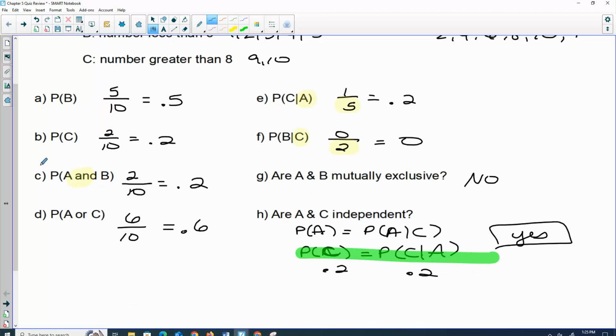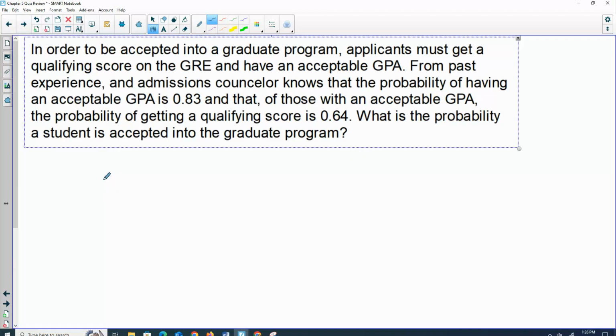All right. So that kind of refreshed our basic probabilities, ands, ors, conditional, mutually exclusive, independent. Any questions about that? Let's look at a few more.